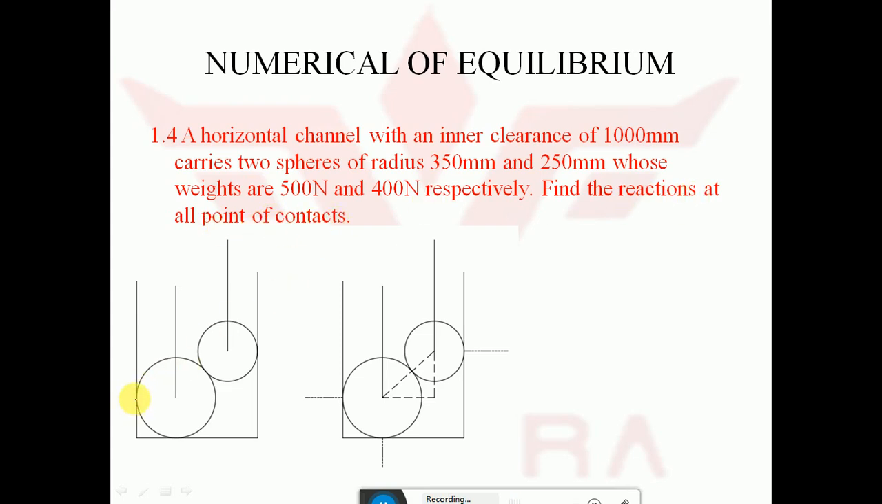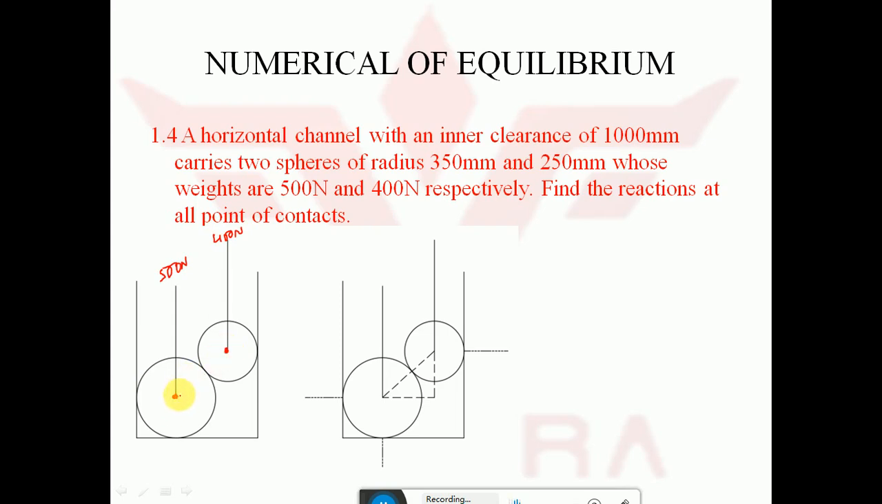The points of contact are 1, 2, 3 and 4, so we need to find out 4 reactions here. Let me write down the values. This is 500 Newton, and here it is 400 Newton. This is the centroid of this circle and this circle.